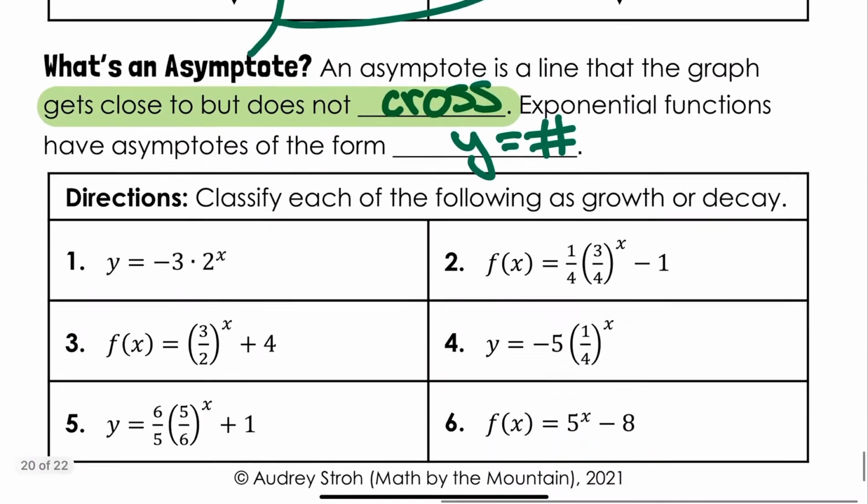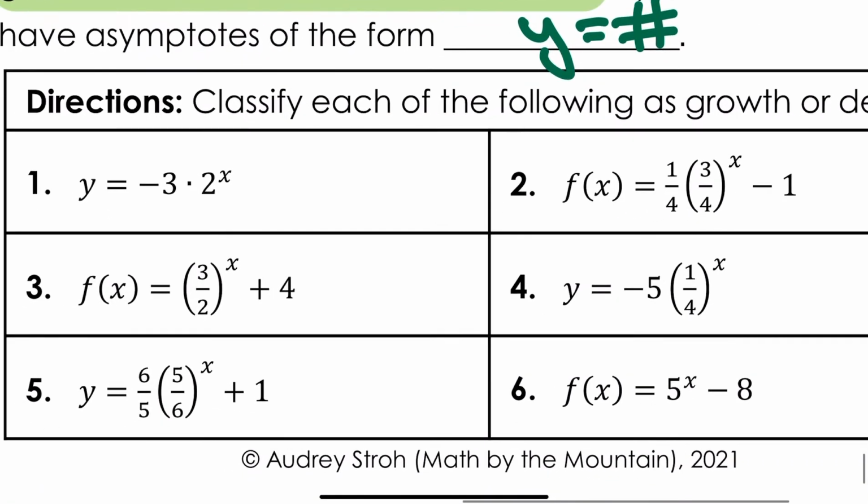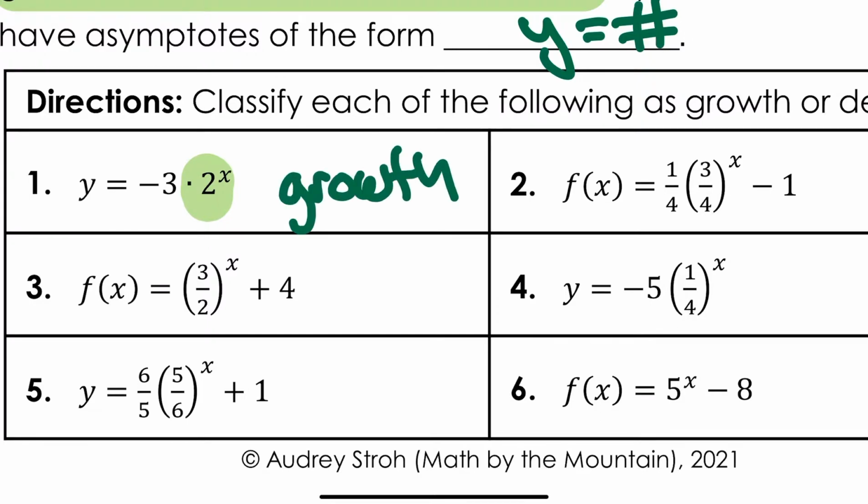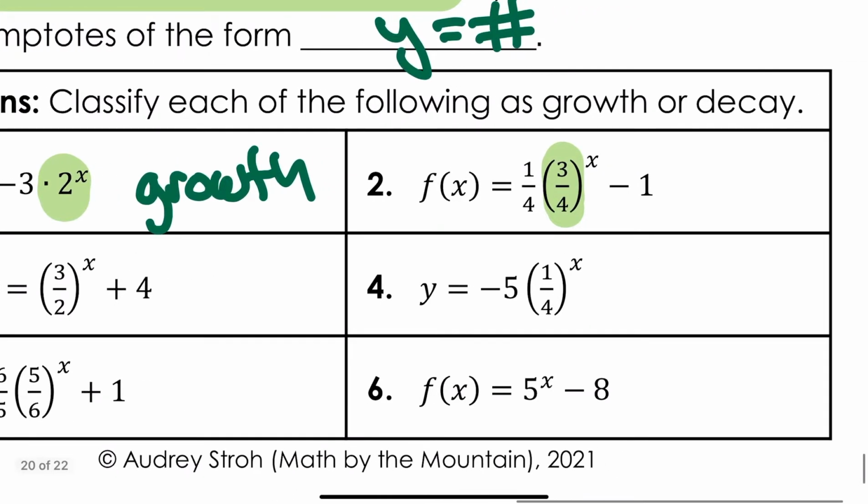So let's take a look at what we have here. Looking at number 1 first, we have -3 times 2 to the x power. Since that 2 has the x power attached to it, that is going to be our b. 2 is greater than 1, so we're going to have growth. All right, let's take a look at the next one. f of x equals 1 over 4 times 3 over 4 to the x power. 3 over 4 has the x attached to it. 3 over 4 is less than 1, so this is going to be decay.